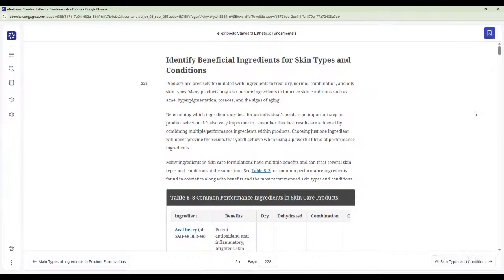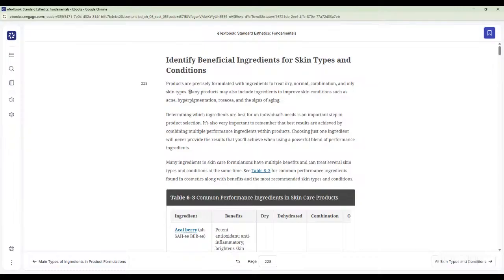And any of these skin types could also have sensitive skin. You can be dry and yet sensitive. You can be normal and yet sensitive. Combination, oily, and so on, and yet sensitive. So sensitive skin is a condition. It's not a skin type. Make sure we note that it's a skin condition and not a skin type. Many products include ingredients to improve skin conditions such as acne, hyperpigmentation, rosacea, and signs of aging.